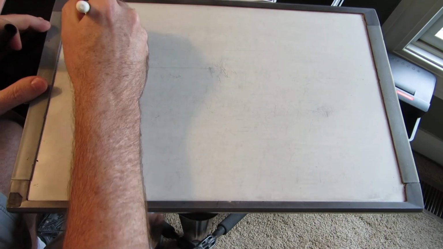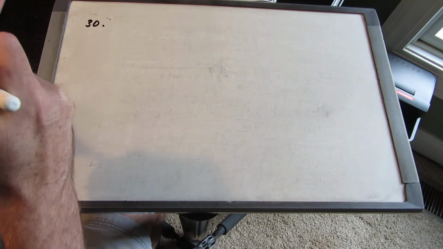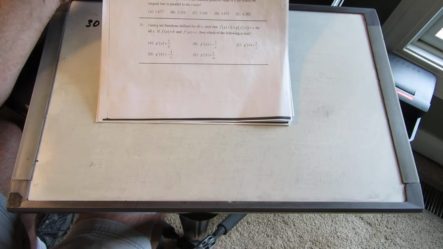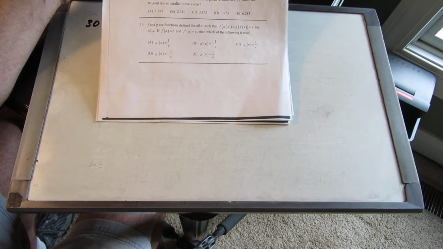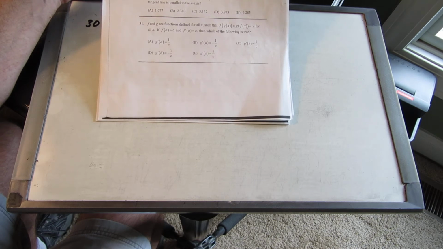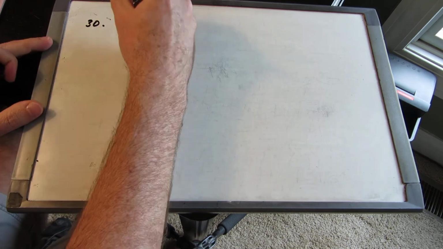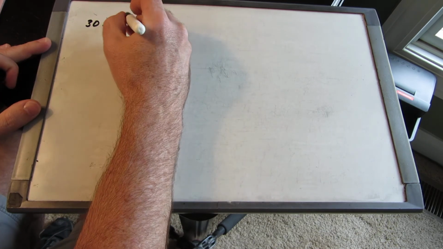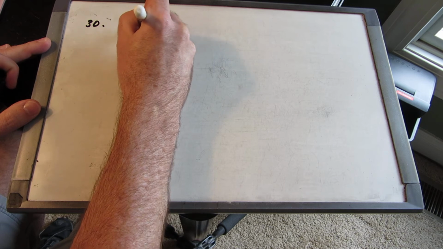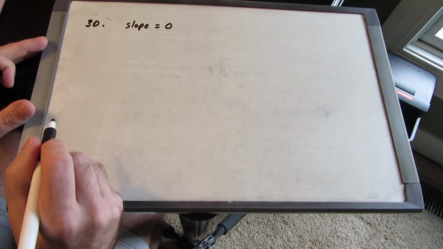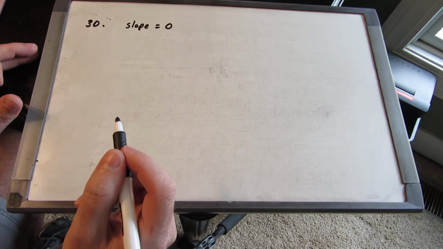All right, number 30 says if y is equal to sine of x minus sine x, what is the smallest positive value of x for which the tangent line is parallel to the x-axis? Okay, tangent line parallel to the x-axis means where's the point where the slope is equal to 0? Because that would be parallel to the x-axis.